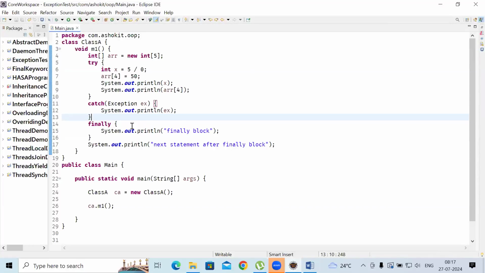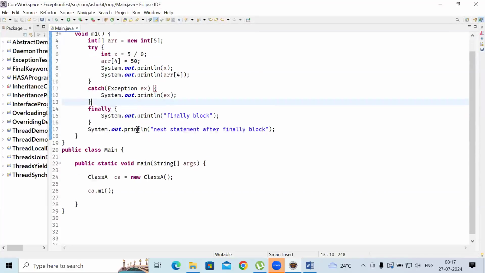Next thing is, currently we are writing a try block, right? But what we can do is write a try block inside a try block also. Writing a try block inside a try block is called a nested try block.